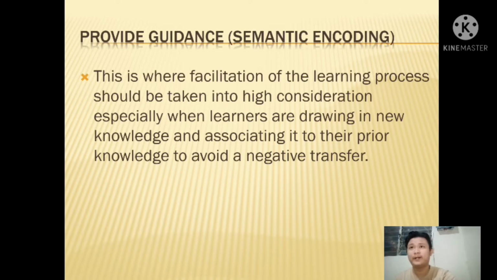So this is the provide guidance or semantic encoding. So again, let's review. The first one is gain attention. The second one is inform learners of the objective. The third one is stimulate recall of prior learning or retrieval. The fourth one is present information or selective perception. And the fifth one is provide guidance or semantic encoding.